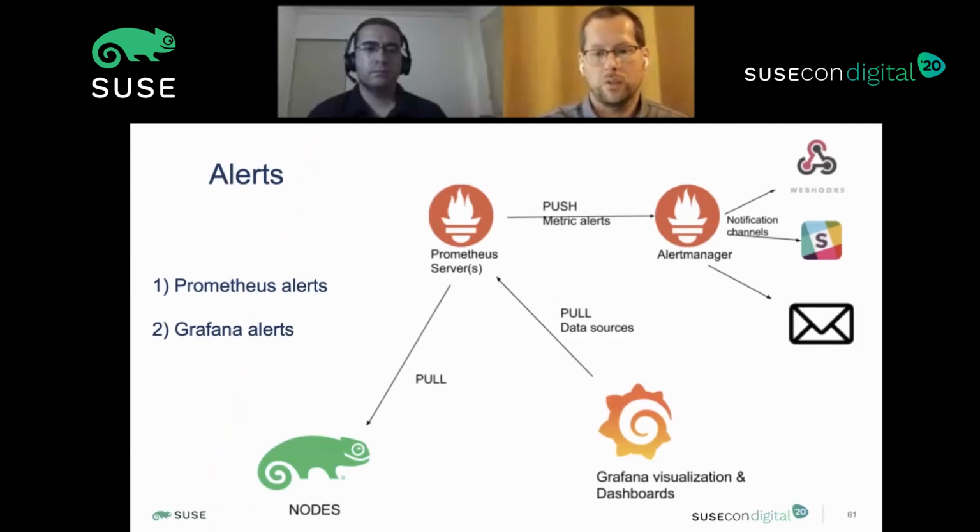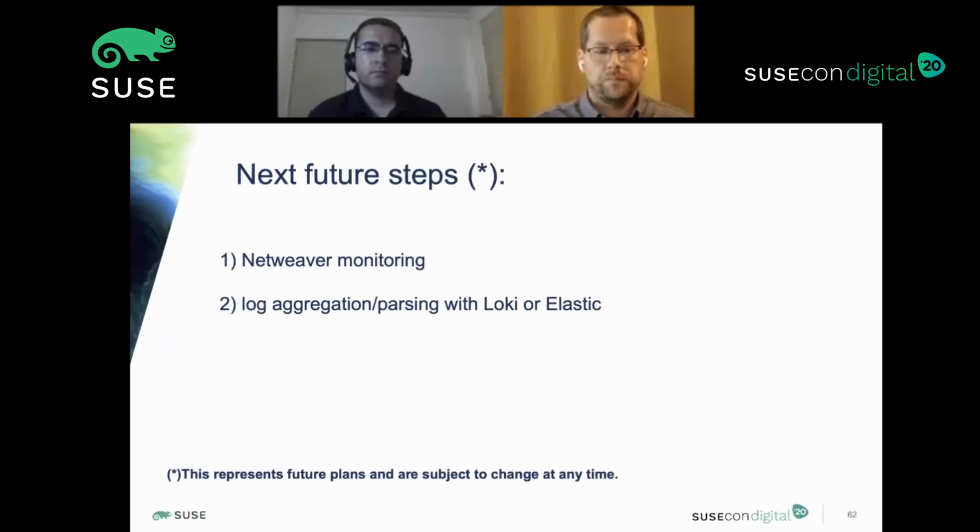There are actually two ways of doing that. You can use Grafana alerts and Prometheus alerts for actually sending out emails or a chat note on a Slack channel, for example, or activating a webhook. The alert manager for Prometheus is what you want to do here. Next steps are also adding NetWeaver monitoring and some nice dashboards for that. And then we are also looking into logging, log aggregation with Loki or Elastic.